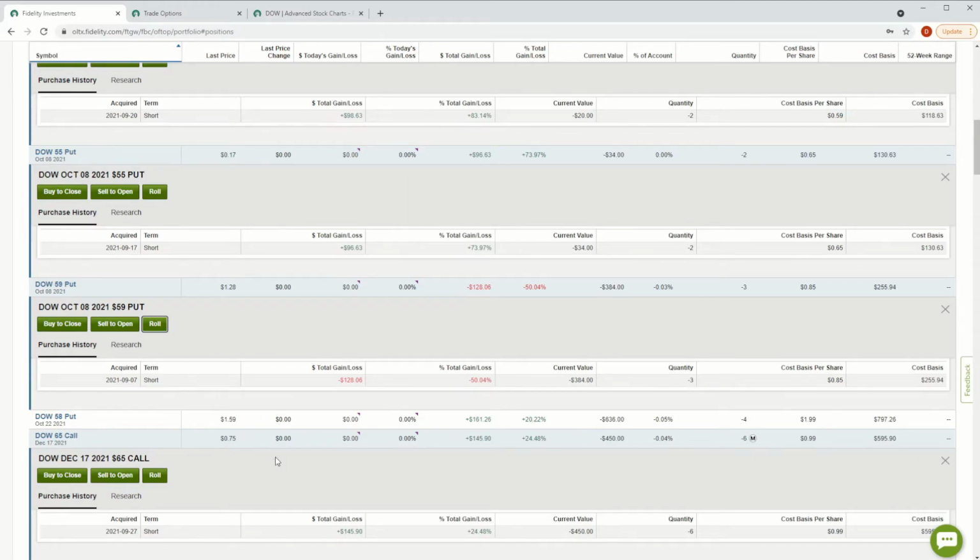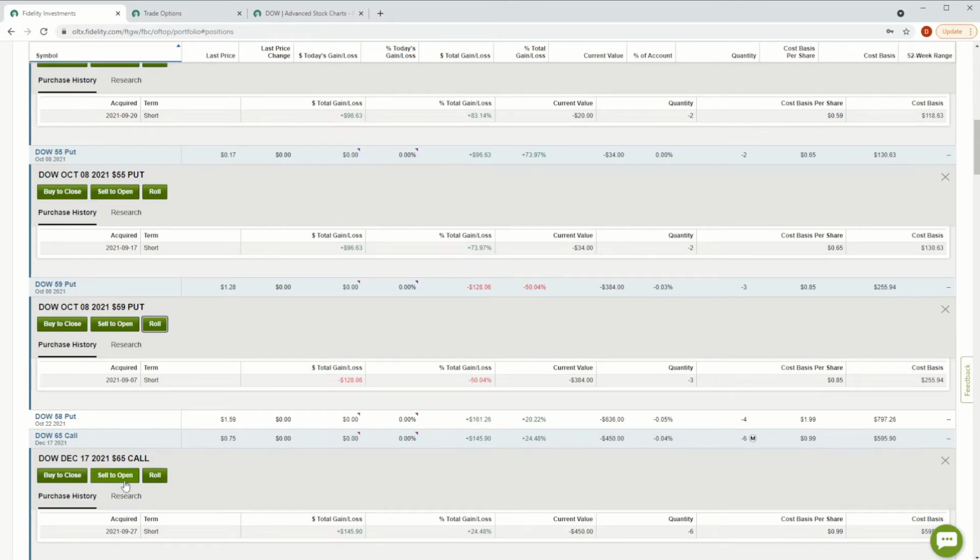So just to illustrate that in a couple ways, here is a Dow $65 call. So I have 600 shares of Dow that I've already accumulated, and I just sold those. I sold the contract covered call out on 9/27 for an expiration of December 17th. For that, I collected a $600 premium, which means I already have a little bit of a nice gain there. If I wanted to close it, it would cost me $450.